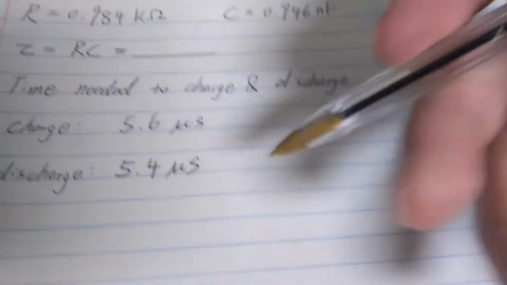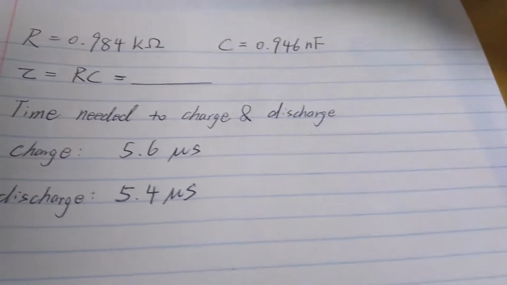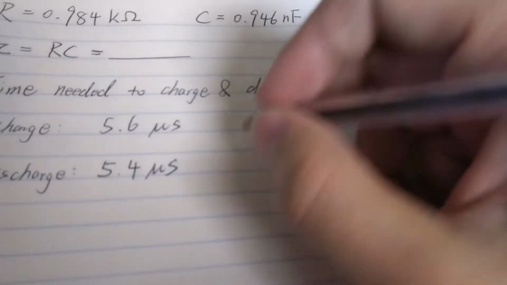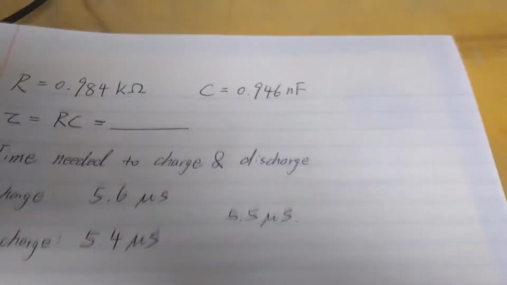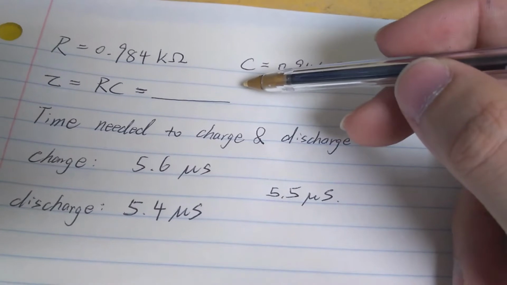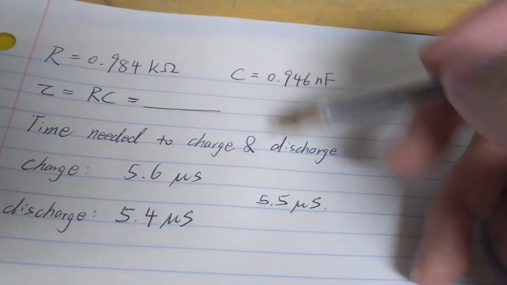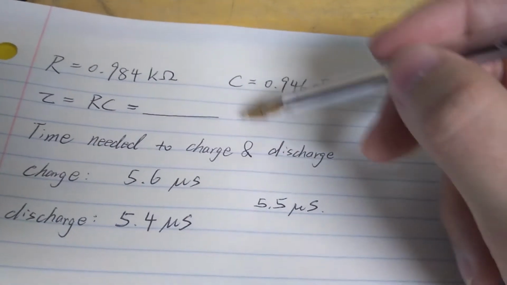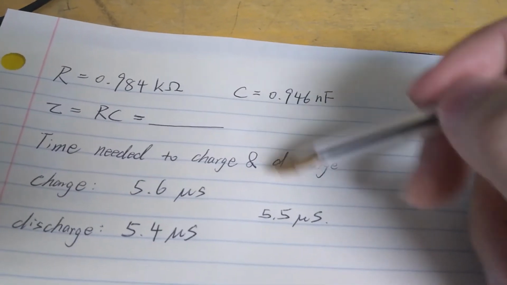So by looking at these two numbers, we can say the average time needed to charge and discharge is about maybe 5.5 microseconds. All right. So what you need to do is compare this with your time constant, see if this is about 5 time constants, and you also need to discuss why this happened, or how you think about this in your quiz.